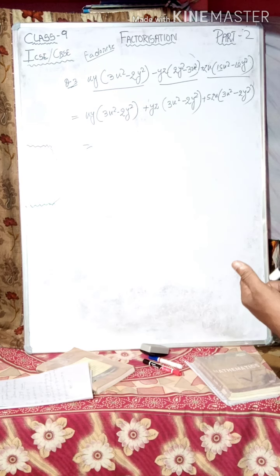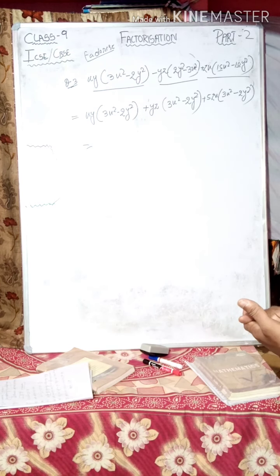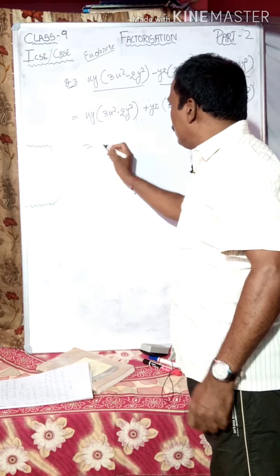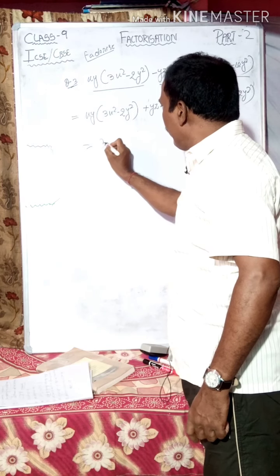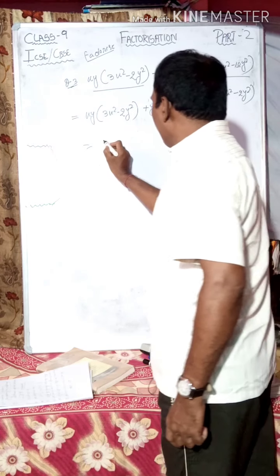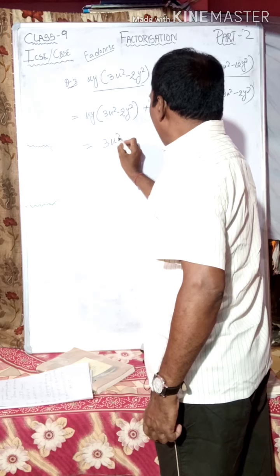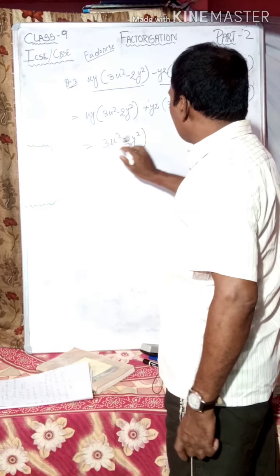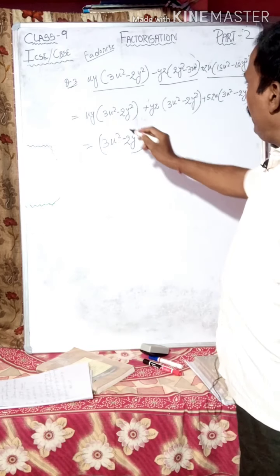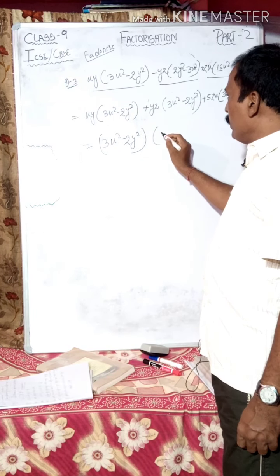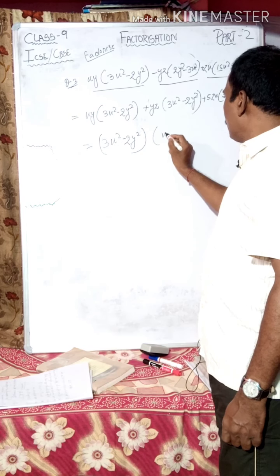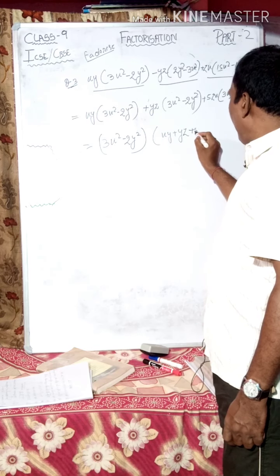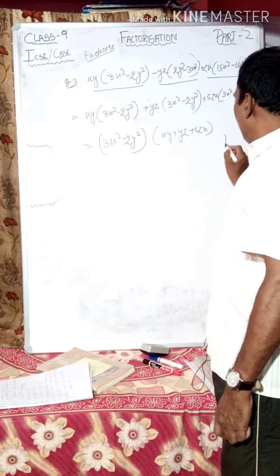the second factor of every term is equal. So we take 3x square minus 2y square as the total common. In the first term, the remaining is xy. In the second term, yz. In the third term, 5zx. This will be the answer.